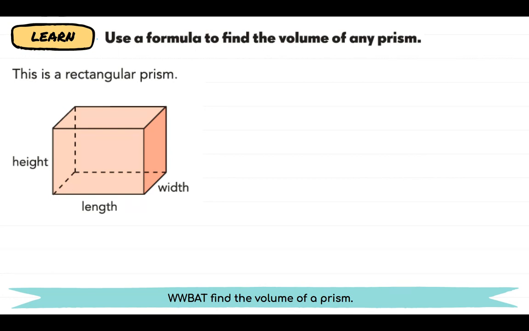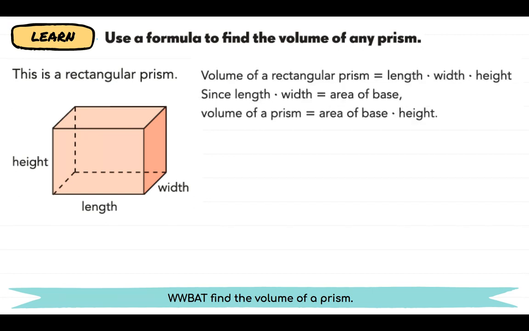Now we are moving on to use a formula to find the volume of any prism. So this is a rectangular prism, and the volume of a rectangular prism is, as we know it, length times width times height. Now, length times width is actually representing the area of the base. In other words, we can say that the volume of a prism is the area of the base times height.